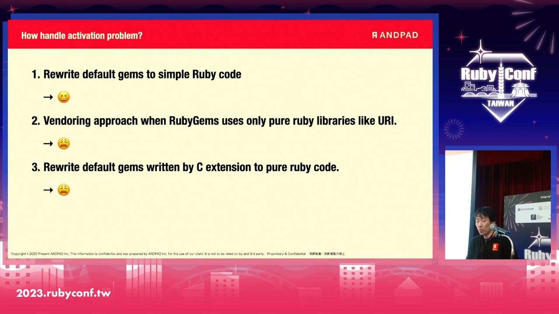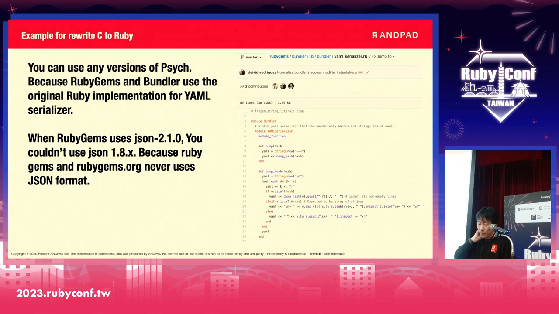So this is an example of the C extension case in RubyGems and Bundler. They have a YAML parser written in pure Ruby code. So we can't use Psych, which is a libyaml wrapper for Ruby. If RubyGems or Bundler used Psych, you couldn't specify any version of Psych for your Rails applications. This is because we can't provide the JSON format output with RubyGems and Bundler. So it's a tough problem.